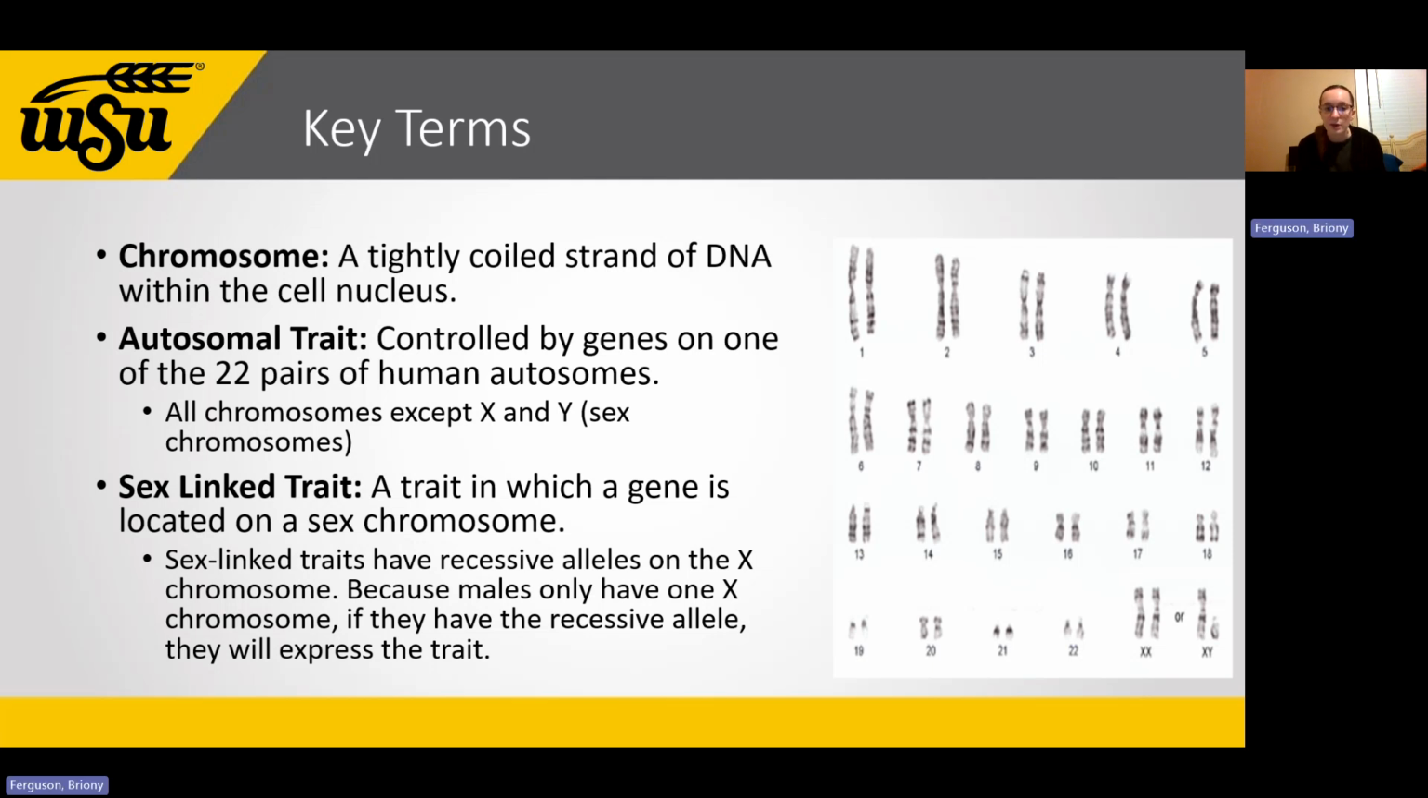You can have autosomal traits, which are controlled by genes on one of the 22 pairs of autosomes. But you can also have sex-linked traits, which are traits that are controlled by genes located on a sex chromosome. Sex-linked traits have recessive alleles on the X chromosome, and because males only have one X chromosome, if they have the recessive allele, they will express the trait.